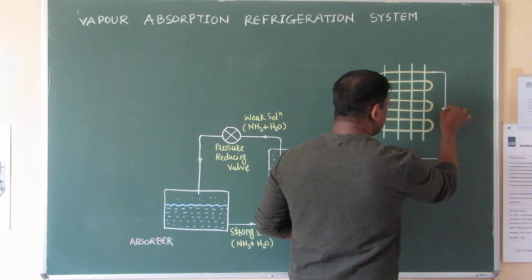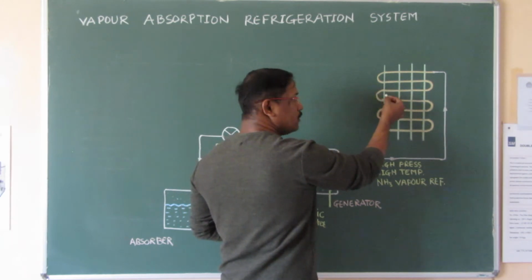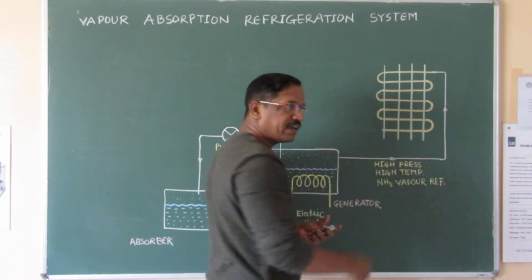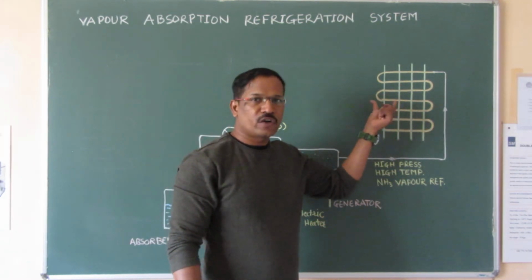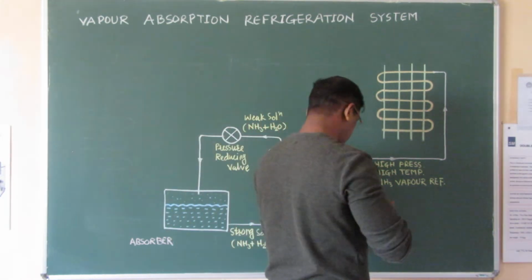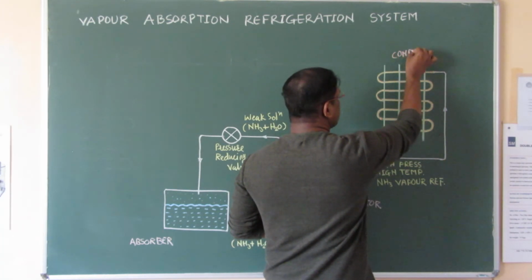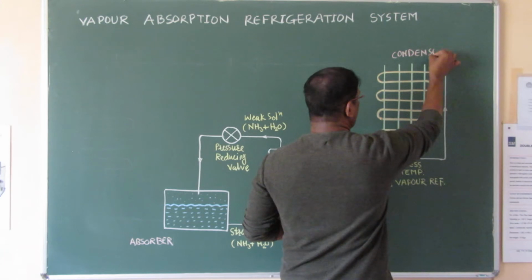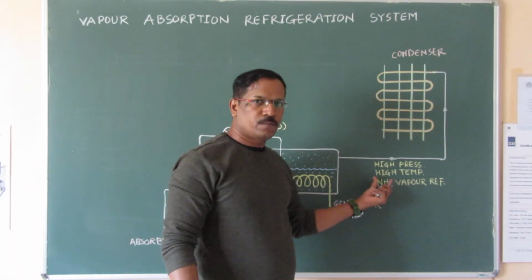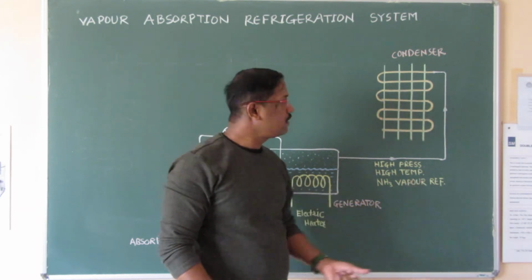So when this vapor passes through this condenser unit, when it gets condensed, that liquid ammonia also has a tendency to move down due to gravity. So there will be no blockage of the flow. This is a condenser unit. So the condenser supplied property is high pressure, high temperature NH3, that is ammonia vapor refrigerant.